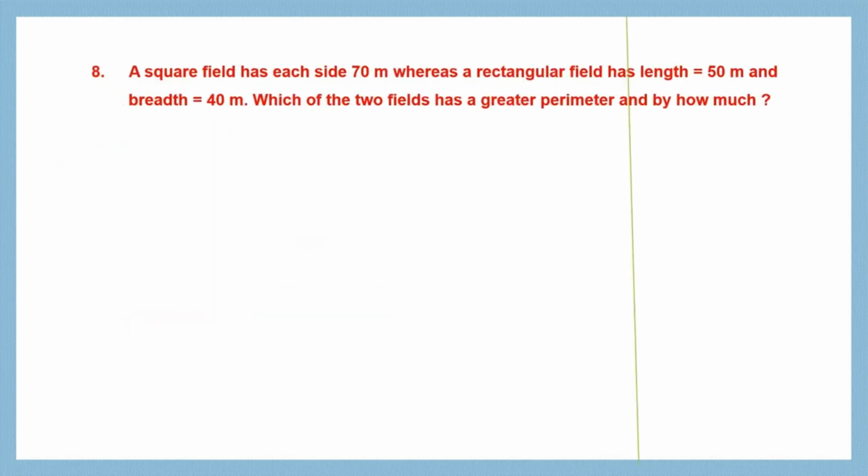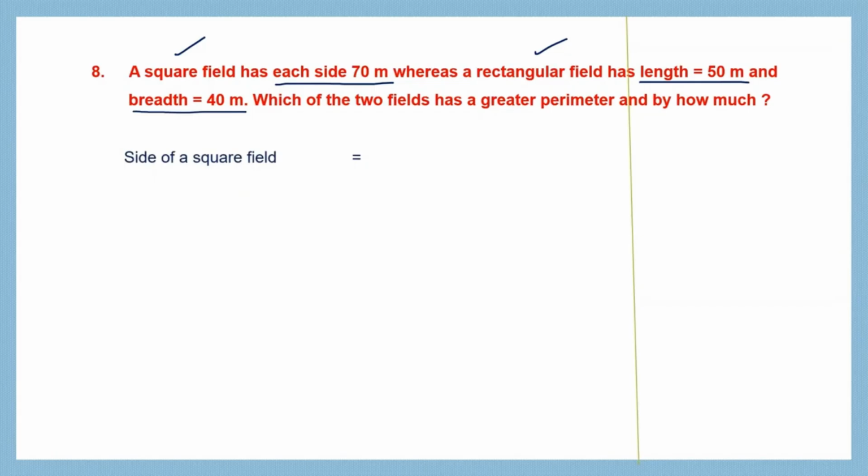Question 8. A square field has each side of 70 meters, whereas a rectangular field has length 50 meters and breadth 40 meters. So we are talking about two fields, a square field and a rectangular field. Now, which of the two fields has a greater perimeter and by how much? So that means we have to find the perimeter of the square field and the perimeter of the rectangular field. So let's begin.